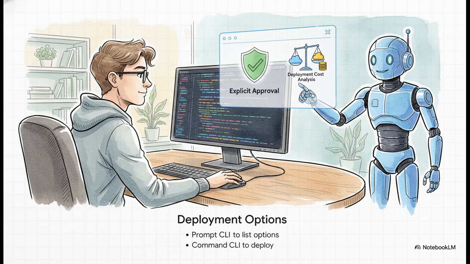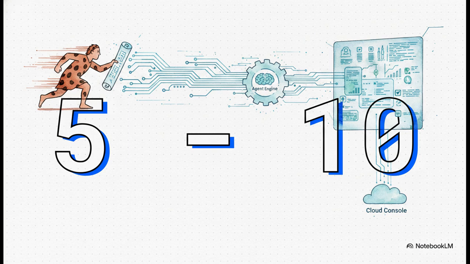What's absolutely amazing here is that the CLI acts almost like a senior engineer sitting right beside you. You just prompt it for deployment options, and it breaks down the costs and gives you best fit advice. When you tell it to deploy to Agent Engine, it actually requires your explicit approval before spinning up any external services, which means zero surprise billing for you. And the speed? Unbelievable. We're talking 5 to 10 minutes, and your caveman agent is completely live on Agent Engine. And I'm not talking about some basic, flimsy script either.